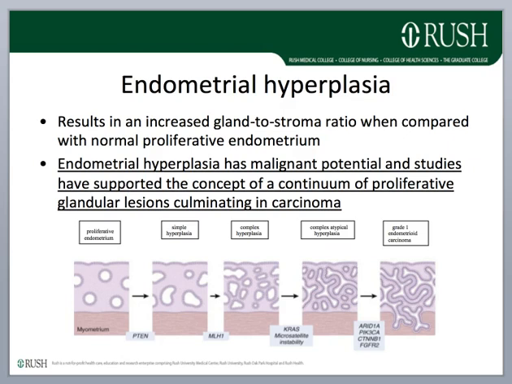Endometrial hyperplasia has malignant potential, and multiple studies have supported the concept of a continuum of proliferative glandular lesions from simple hyperplasia to more complex hyperplasia, the acquisition of cytologic atypia leading to low-grade endometrioid adenocarcinoma.